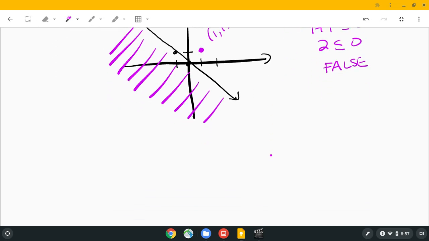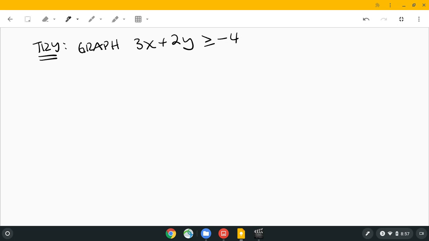Hopefully you are getting the picture here. Let's do another one. I'm going to have you try this. Graph this one. Hit the pause button and see if you can do this one, and then come back and check to see if you get the same thing I do.